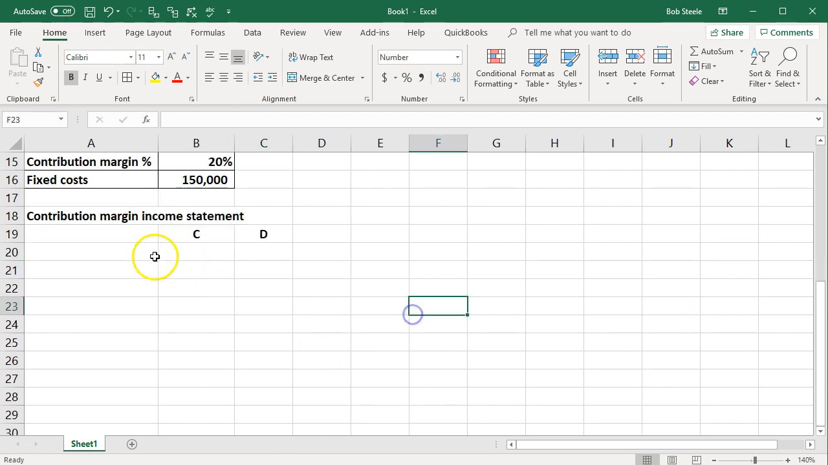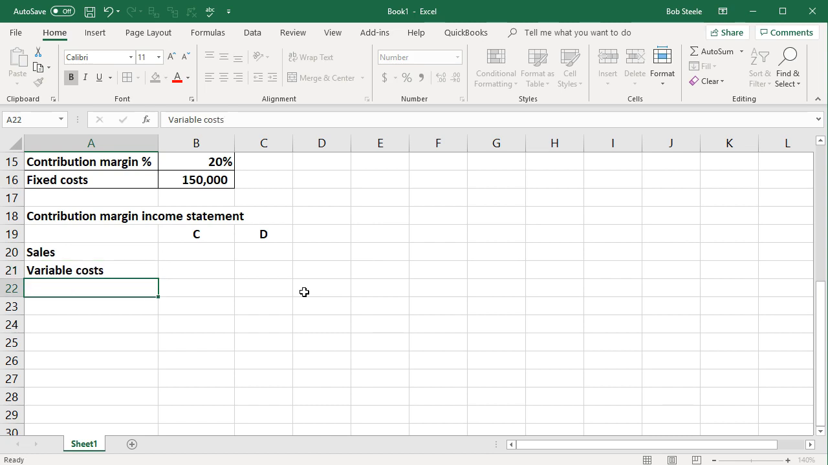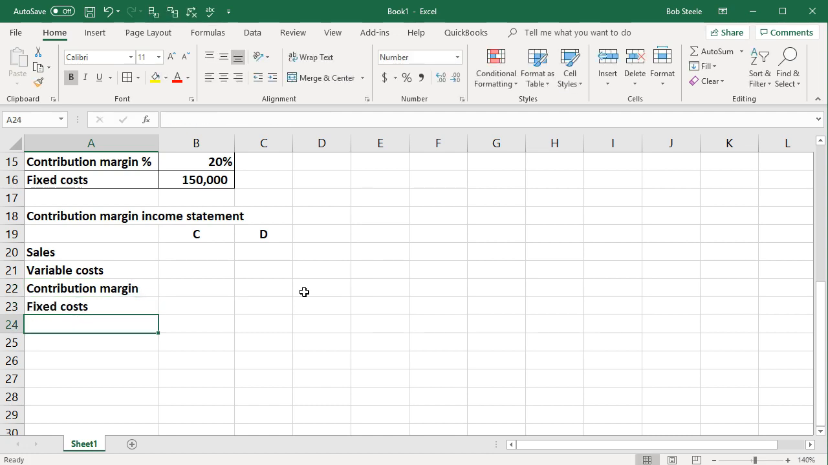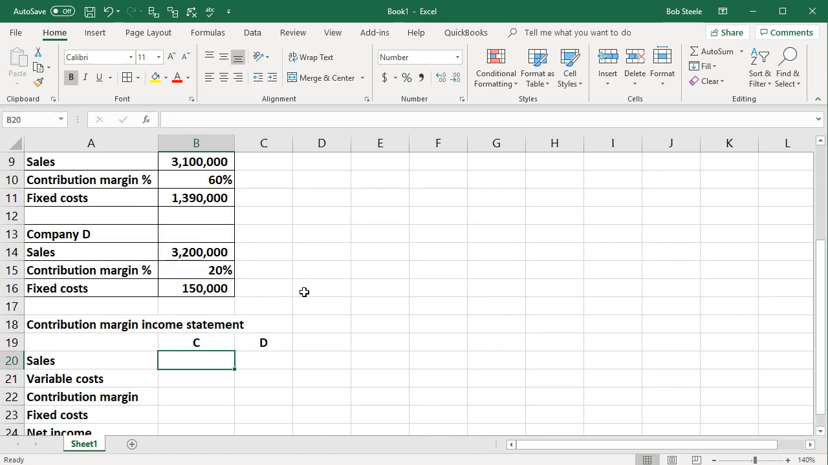Then we're going to put down our normal stuff for a contribution margin type of income statement, which is going to be sales, variable costs, and then we've got the contribution margin, and then we've got fixed costs and net income. This is going to be our typical kind of contribution margin income statement, not the normal income statement, the one that's going to be easier for us to basically do projections with. Then we'll fill in what we have up top.